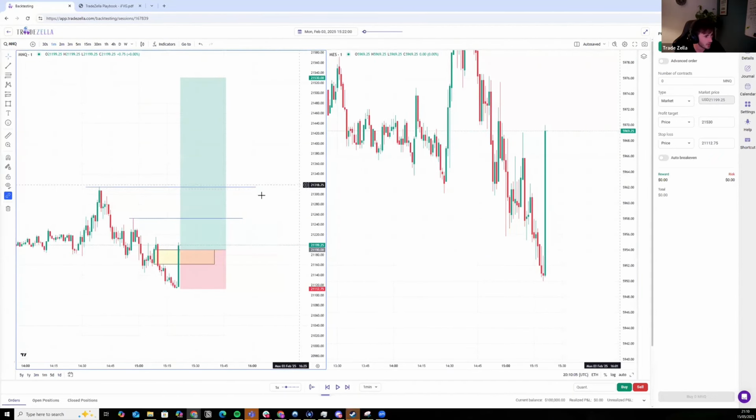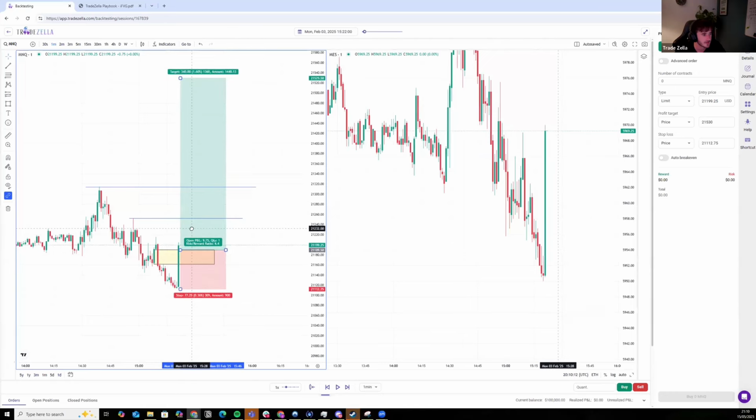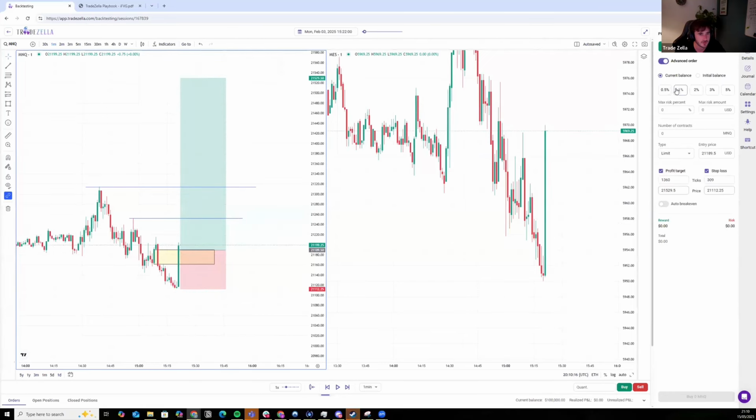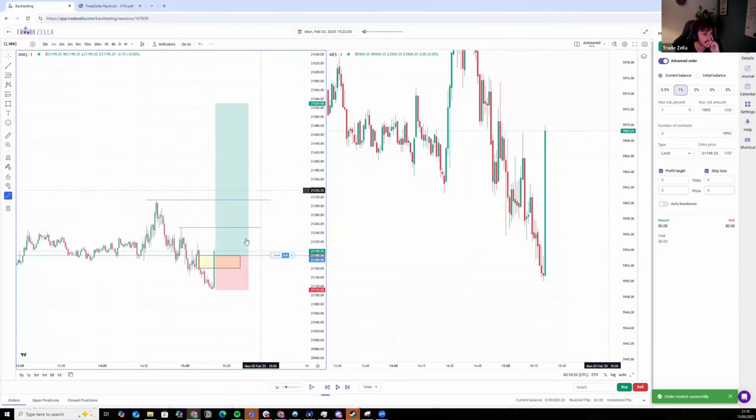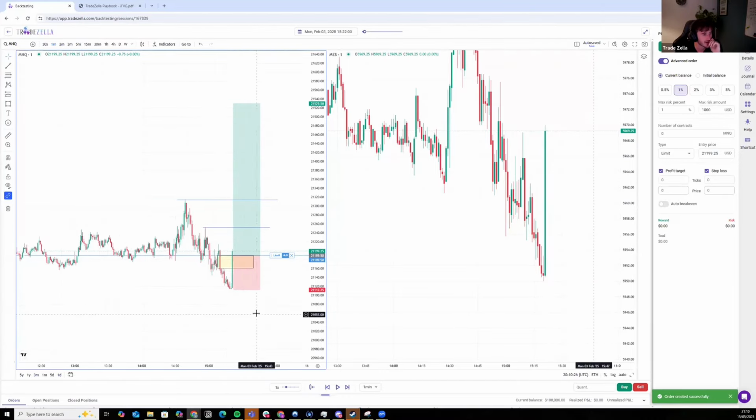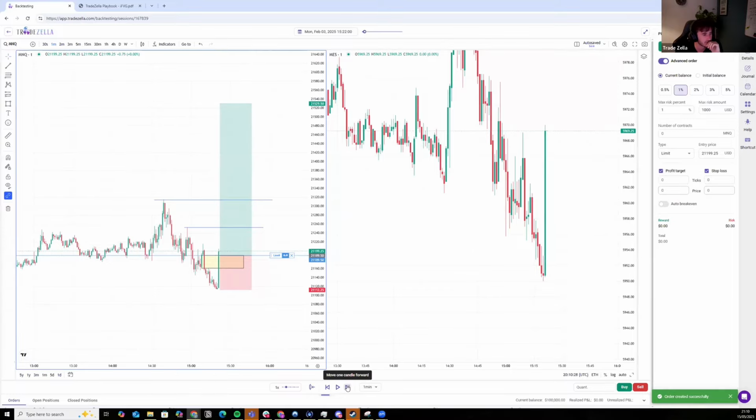All right, so let's see if we can get a tap back in. Let's use a limit on that. And let's go advanced order, 1%. So I wouldn't give this like an A++, but it definitely isn't bad. I like this displacement here, okay? But I'd just rather have a slightly better entry and a slightly smaller TP.